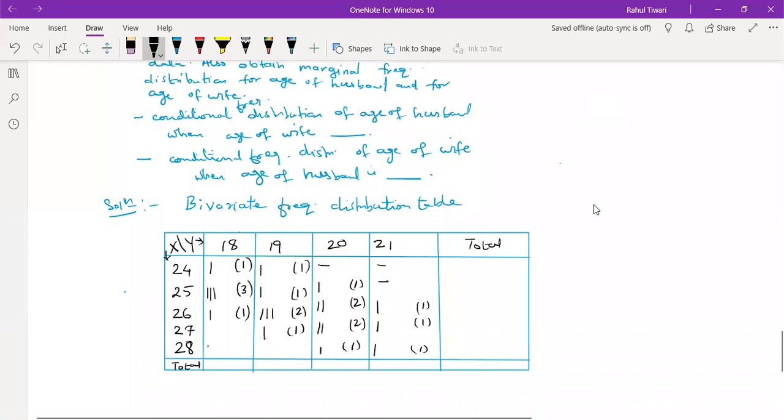So take 2 minutes and finish this table. I hope everyone can hear me. Any queries, let me know. Yes, sir.